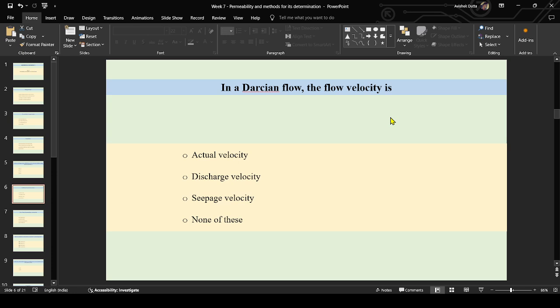Like in one of the previous sessions, I was asking for the actual nomenclature and not the general term. So here also, according to Darcy's law, what is the actual nomenclature of the velocity that is taken in the Darcy's law equation? What is the flow velocity called in Darcy's law?